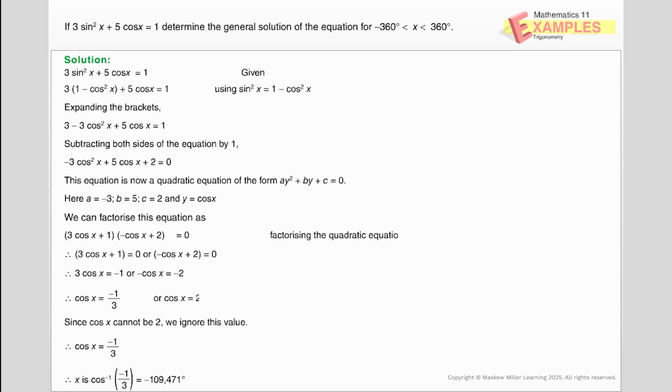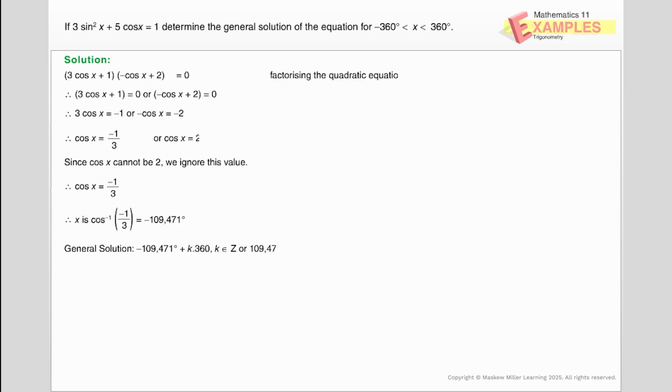Therefore, x is cos inverse of negative 1 over 3, equals negative 109.471 degrees. General solution: negative 109.471 degrees plus k times 360, k element of Z, or 109.471 degrees plus k times 360, k element of Z. Solutions in the interval negative 360 degrees to 360 degrees can be obtained by substituting k equals 0, plus or minus 1, plus or minus 2, and so on.